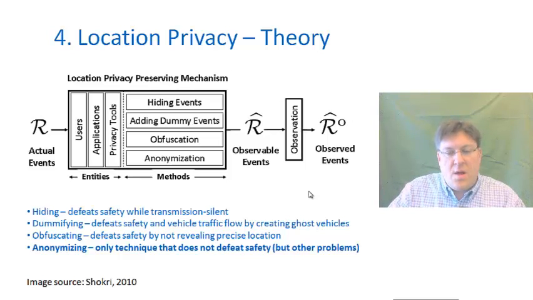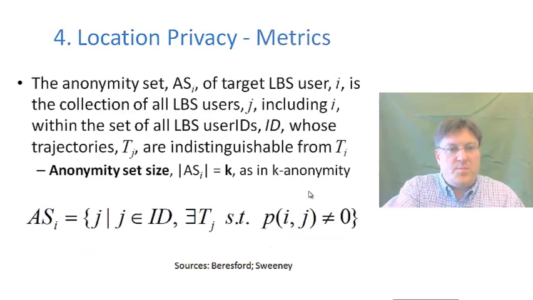So adding dummy events does not work. Obfuscating, again, also does not work because we need precise location in order to compute the trajectories of vehicles to avoid collisions. So we can't obfuscate the locations. The only thing at the MAC layer that's going to work is anonymization. It's the only technique that does not defeat safety, although it does have other privacy-related problems.